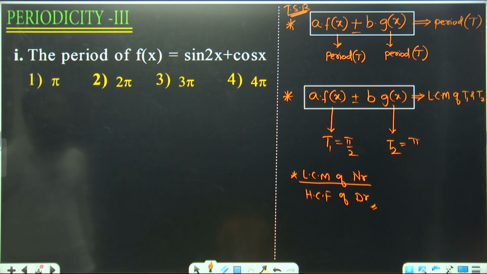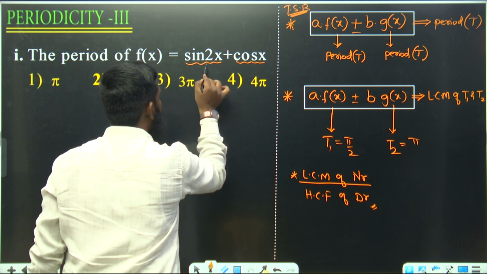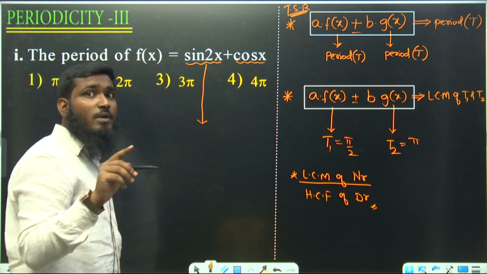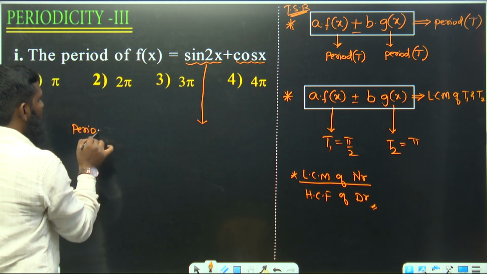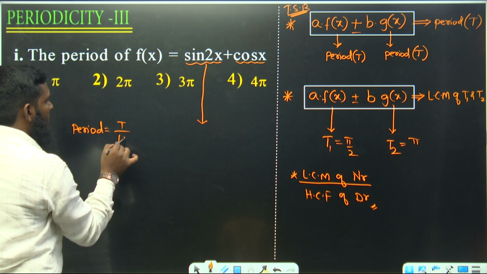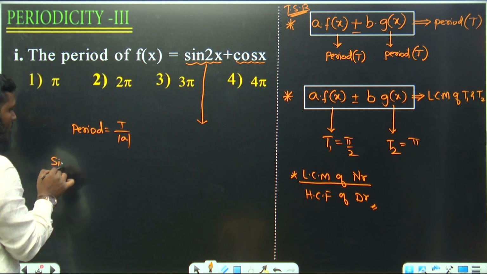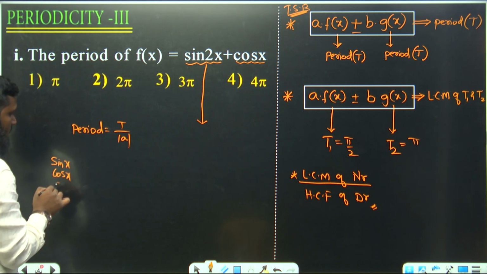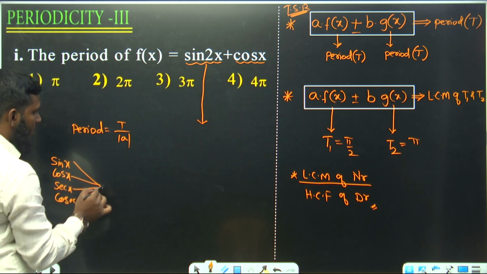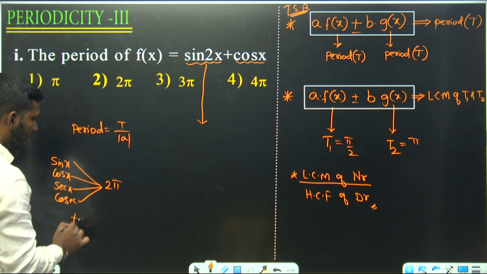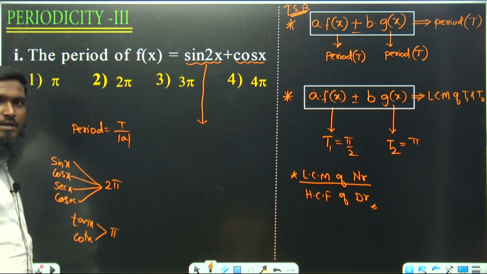Now let us see this part. In this, how many functions are we having? This is one function and this is another function. The period formula we are having is T divided by mod A. In the previous class we already discussed that the period is equal to T divided by mod A. What is the T value for the sine function? For sine, cos, secant, cosecant, the answer is 2 pi. Similarly, for tan and cot, the answer is pi. This part we have to remember.